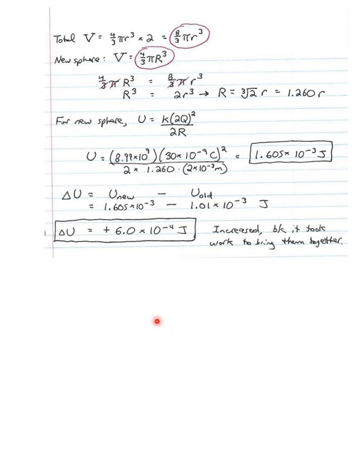And you can think, that makes sense because it took work to bring them together. Remember, they were both positively charged. They were repellent to each other. So if they came together, it took a little work to get them together, and that work is shown in the increase in potential energy.